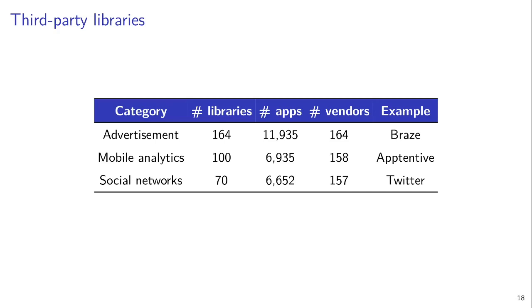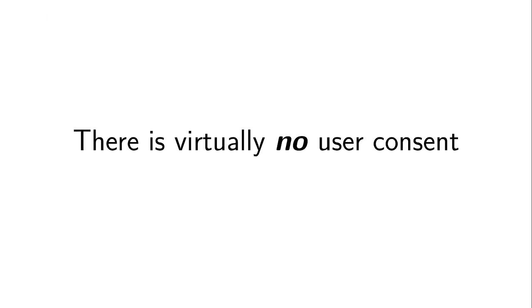Now, another way of identifying actors of the supply chain is third-party libraries. So we looked at the presence of third-party libraries in the pre-installed applications, and we focused on advertisement, analytics, and social networks, because these can put the privacy of users at risk. And we found hundreds of such libraries in pre-installed applications, covering thousands of apps. And the problem here is that there is basically no user consent.